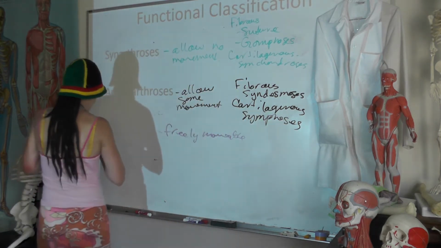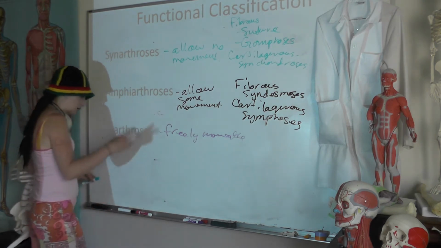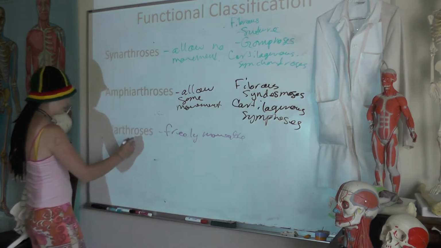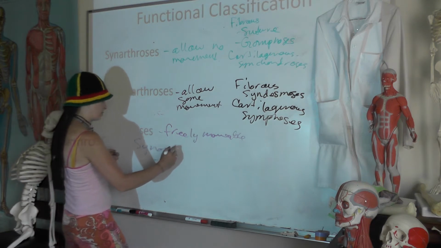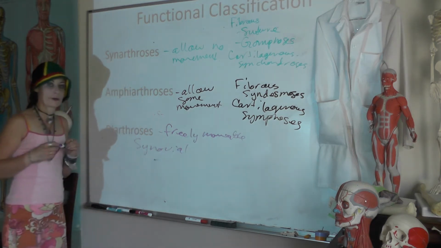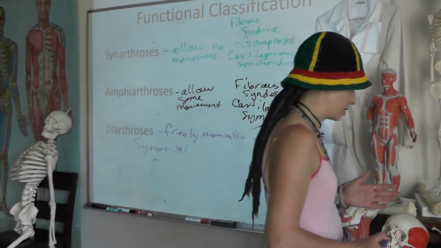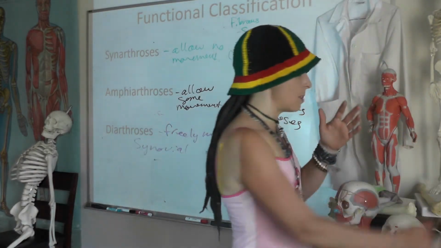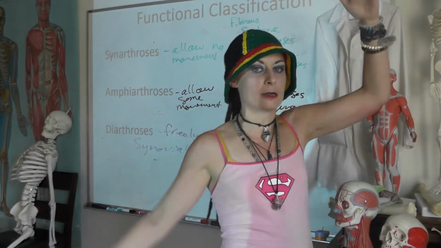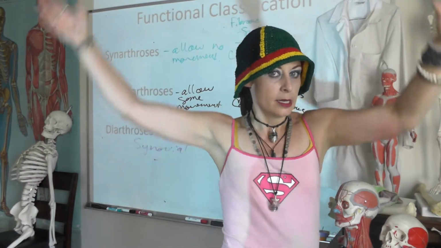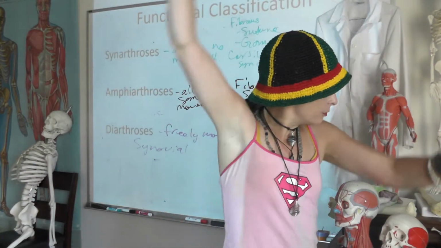Okay, the only freely movable joints are synovial joints. All synovial joints are considered freely movable, even though all of your synovial joints have varying ranges of motion. So, one of the most fluid or movable joints in your body is the glenohumeral joint. Okay? So there's a lot of movement right there.